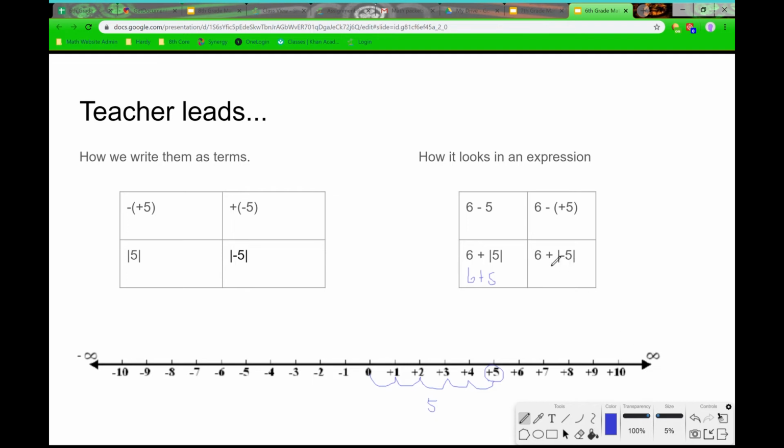Now we come over here and we look at the negative 5. Okay, the absolute value of negative 5 is 1, 2, 3, 4, 5. So it is also a 5. So this one also says 6 plus 5. Okay? So these problems both are the same as well. The absolute value of 5 and negative 5, well, that's just the distance from 0, and those are both 5.